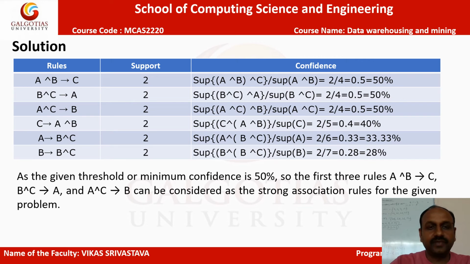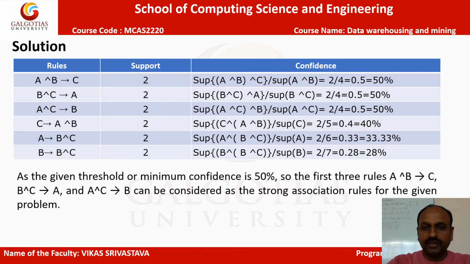Similarly, for BC tends to A, the support is 2. So the support level of BCA was 2 divided by the support occurrence of BC, which is 4. So the value is 0.5 and the percentage value is 50. So likewise we will calculate all the confidence values accordingly.